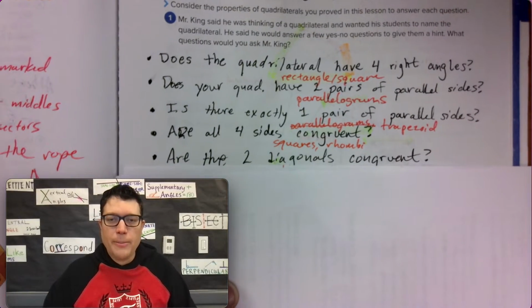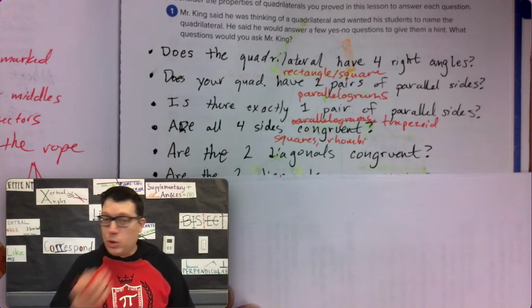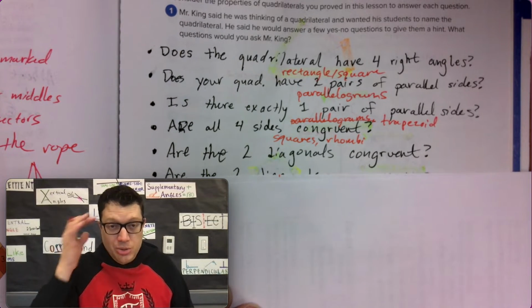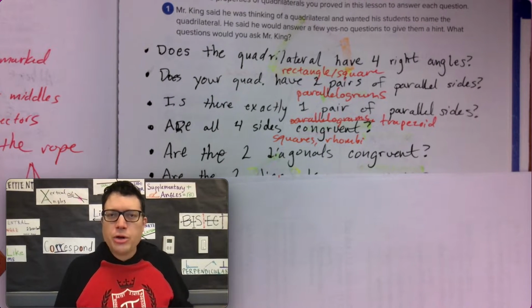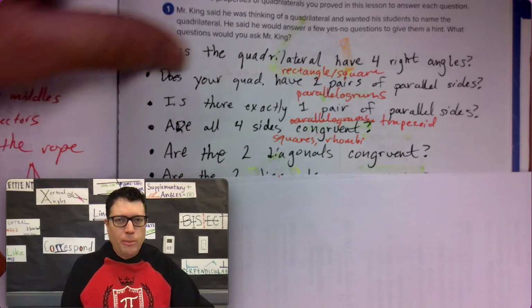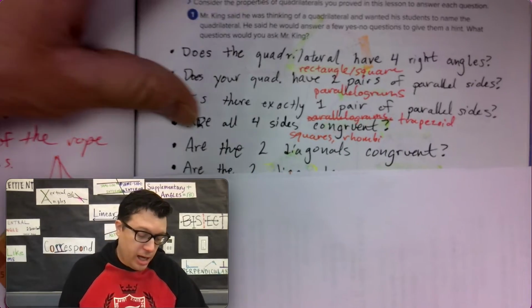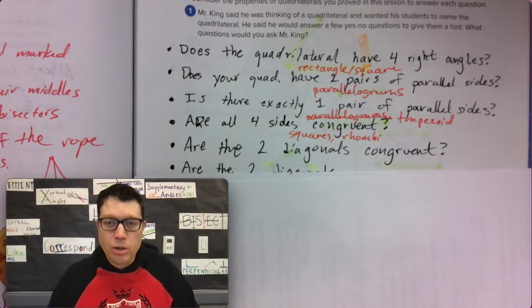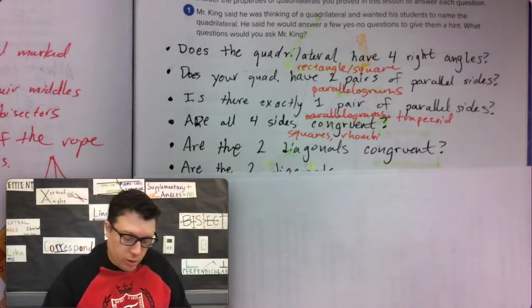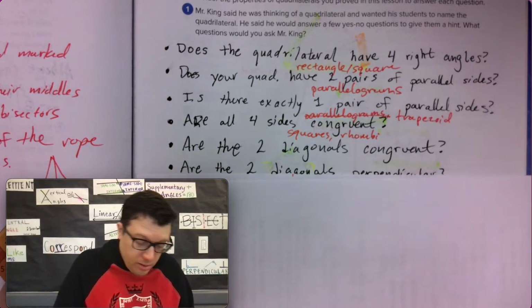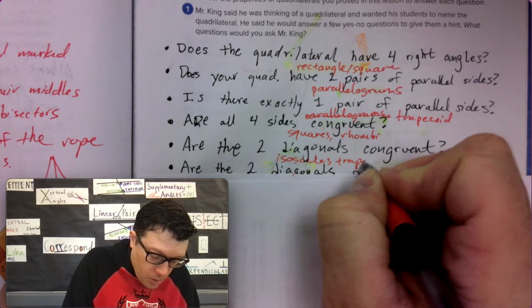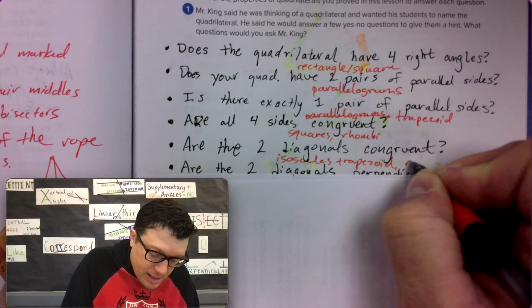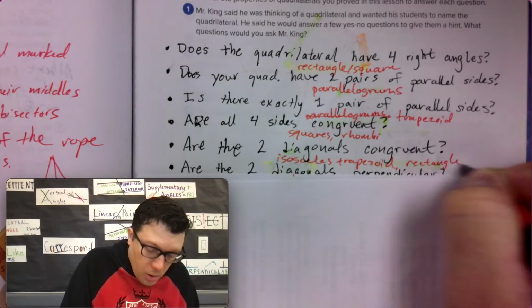Okay, next up, are the 2 diagonals congruent? Great question. Shows that you have more intelligence than a 3rd grader who's learning about shapes and being reminded that there are 4 corners on a rectangle. You knew that. But were you thinking that the diagonals were congruent? Because if the diagonals are congruent, you might have an isosceles trapezoid, or you might have a rectangle, or a square.